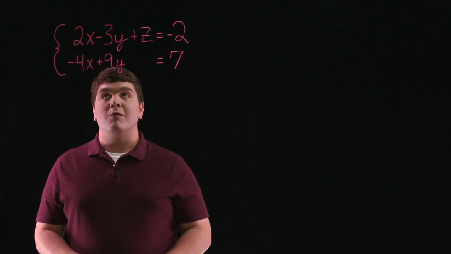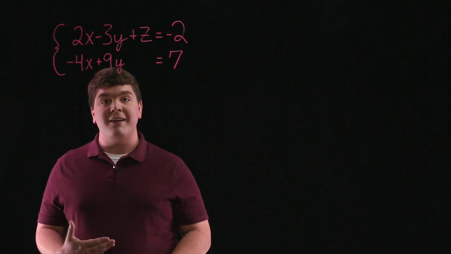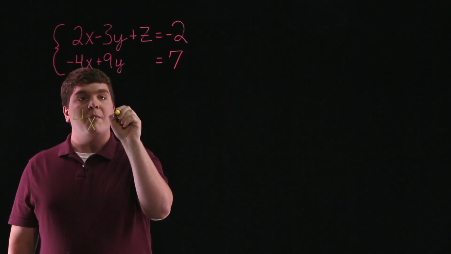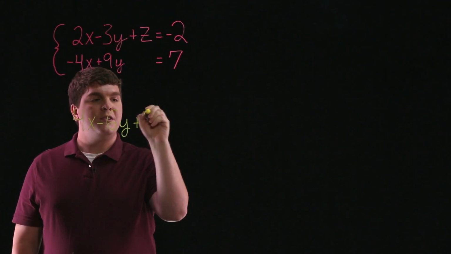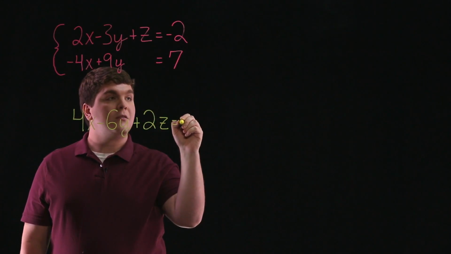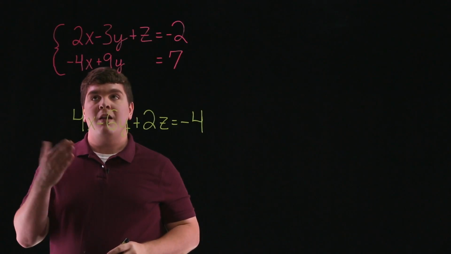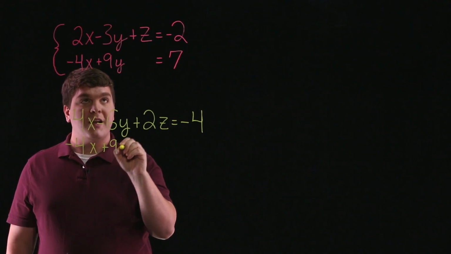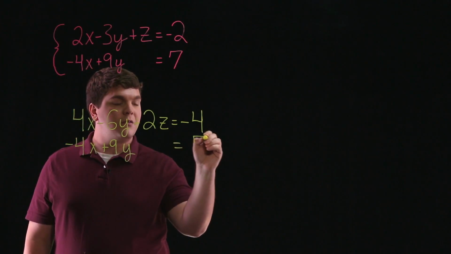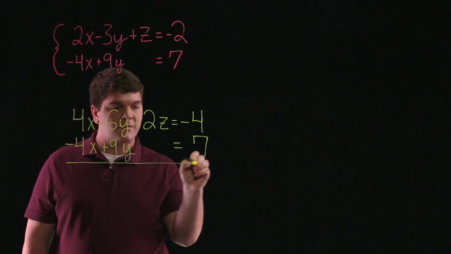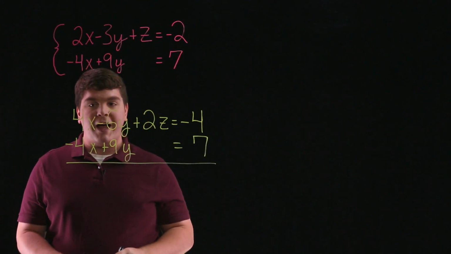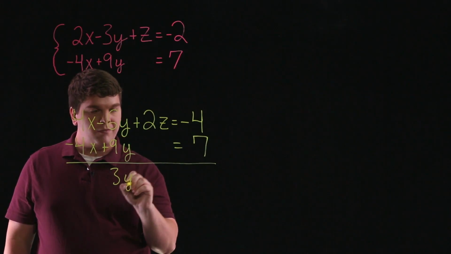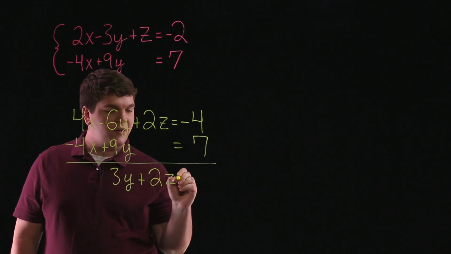Now to write the system in echelon form, we can multiply the first row by 2 and add it to the second row. So multiplying the first row by 2, we have 4x minus 6y plus 2z is equal to negative 4. And our second row we'll leave the same, negative 4x plus 9y, and this is equal to 7. Now adding these together, we'll have 0x plus 3y plus 2z equals 3.